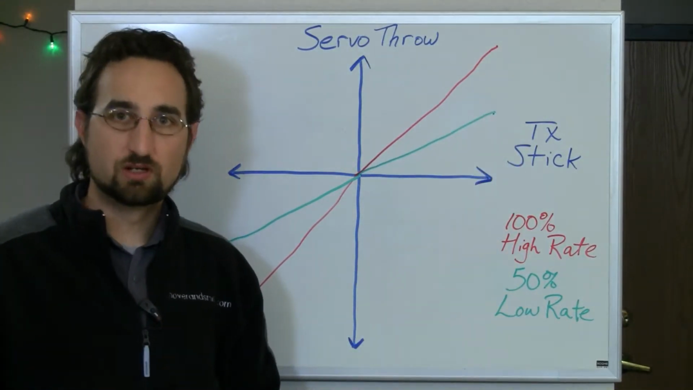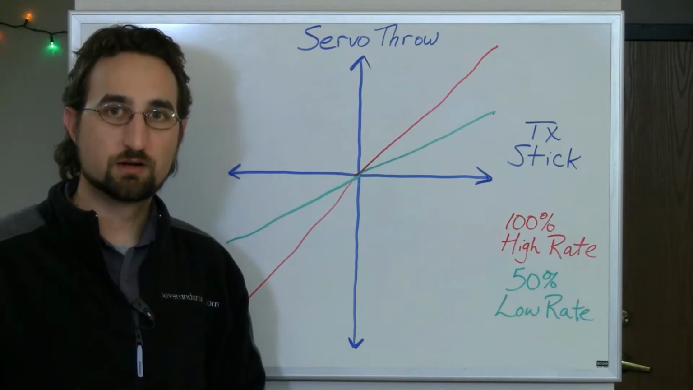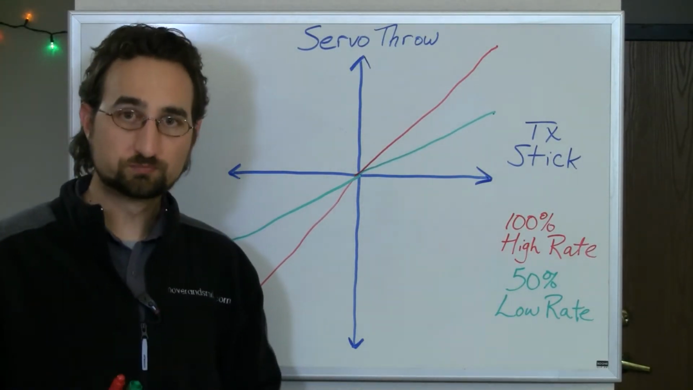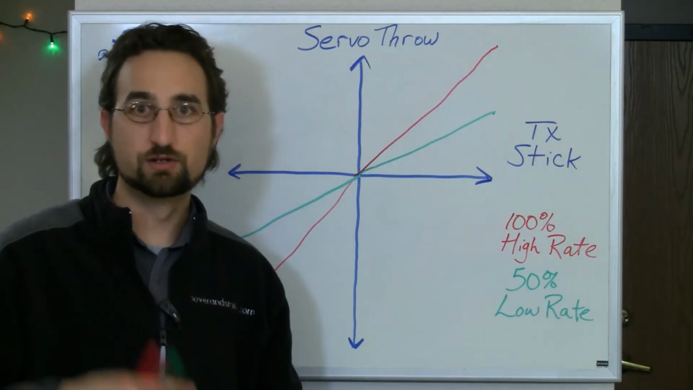This is why we set up a low rate and a high rate on a transmitter, so that with one flick of a switch, we can change one channel's servo flight characteristics. And we usually have that separate so that you can control the servo throw for your rudder separate from your aileron and your elevators.